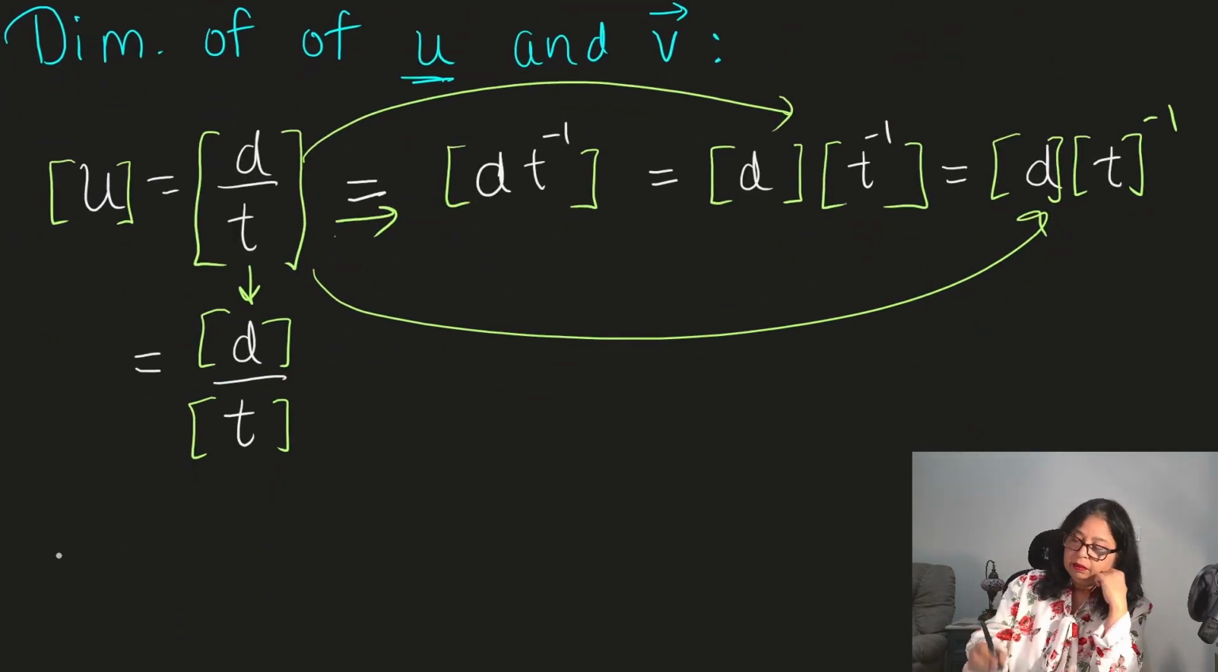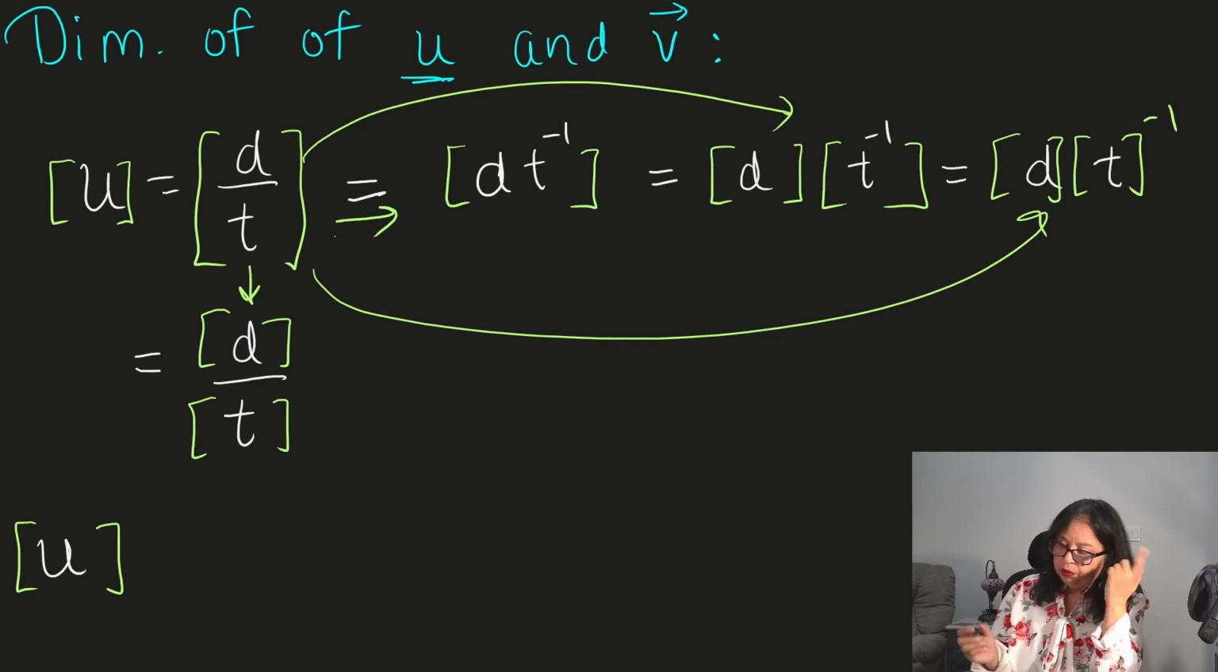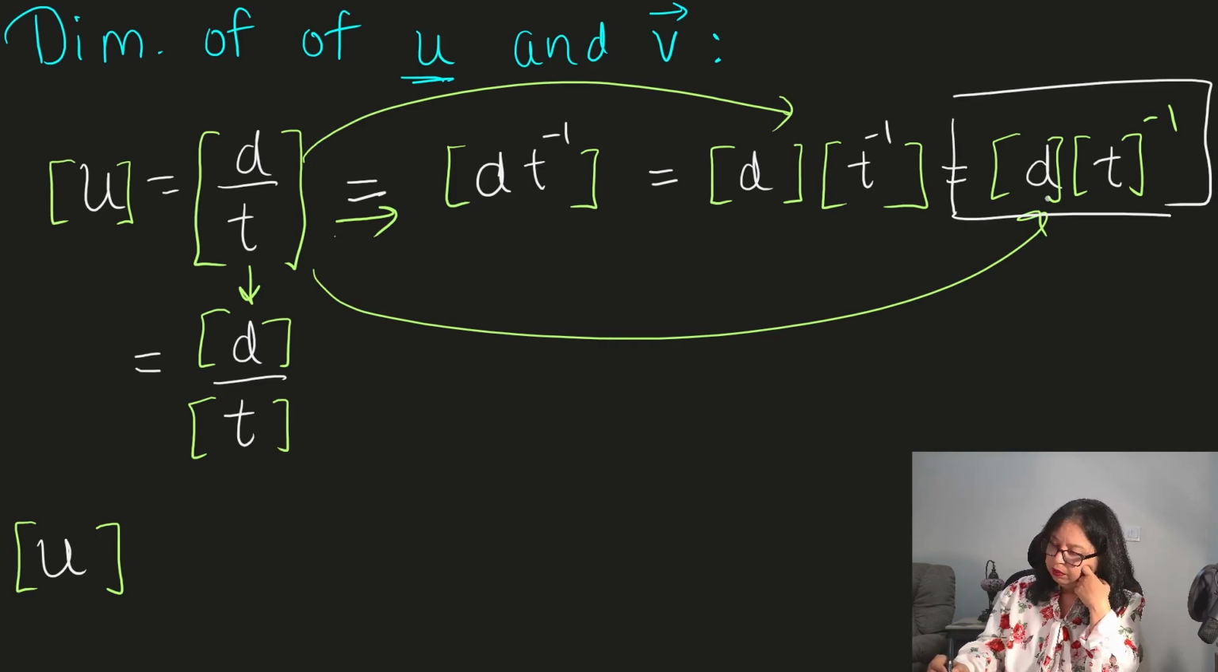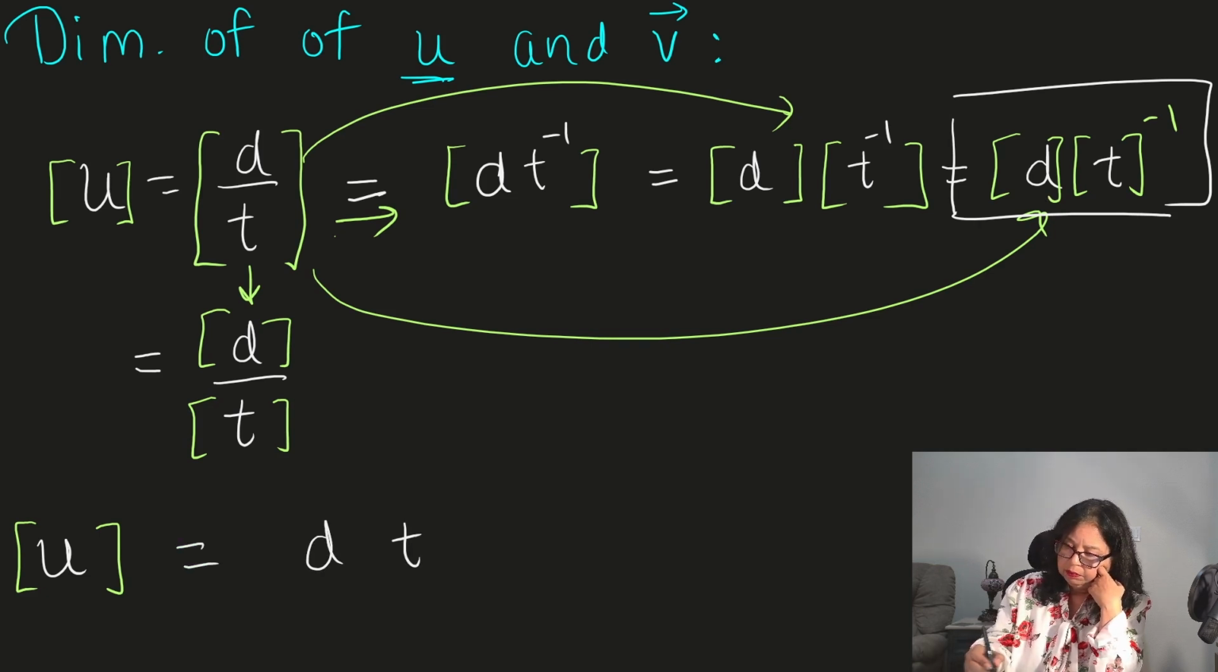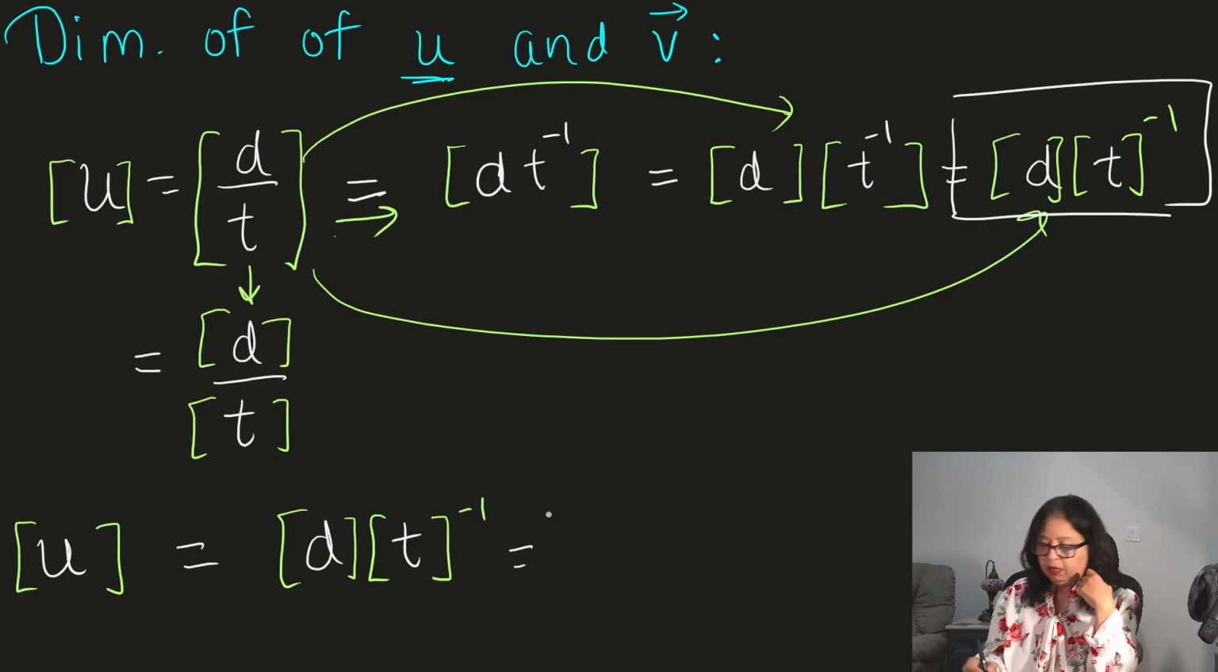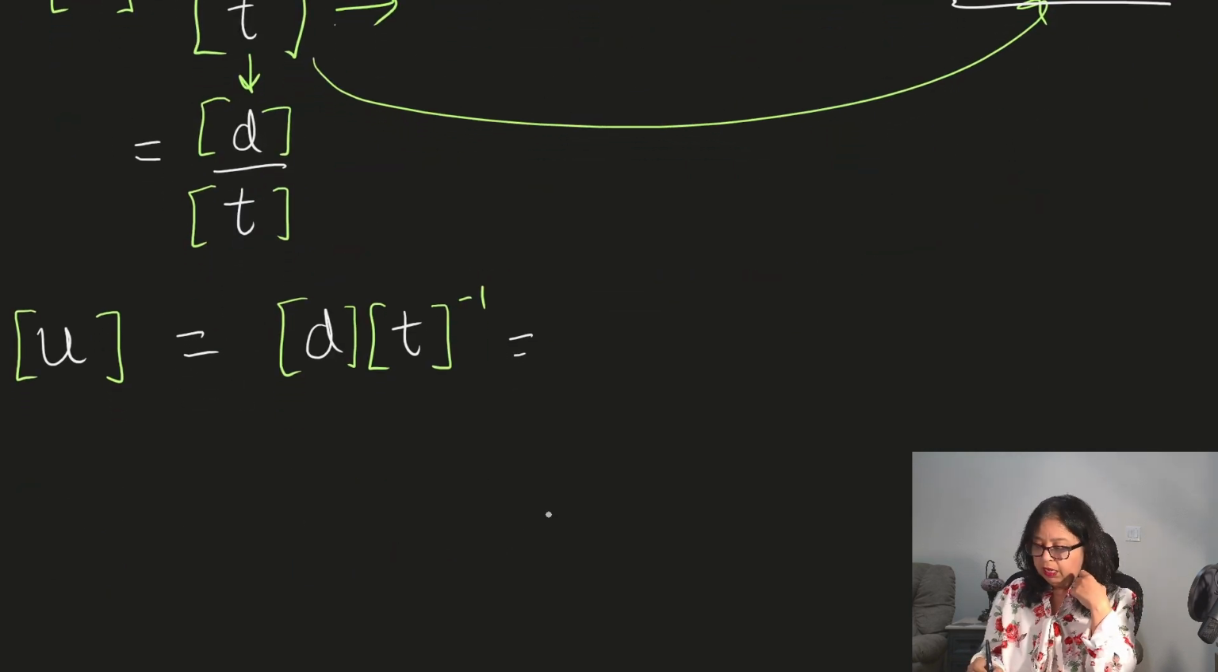Alrighty, so I want to find out the dimensional formula for speed u. Which way do you want to do? Let's do this way here. I have D and T, dimensional formula for D times dimensional formula of T to the power minus 1. Okay. Dimensional formula for D, it is just length.